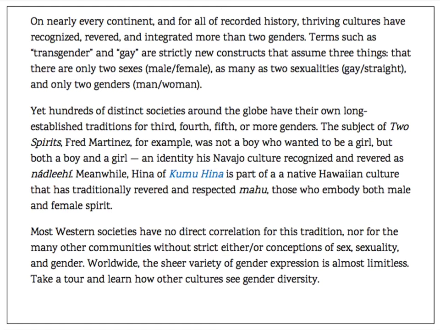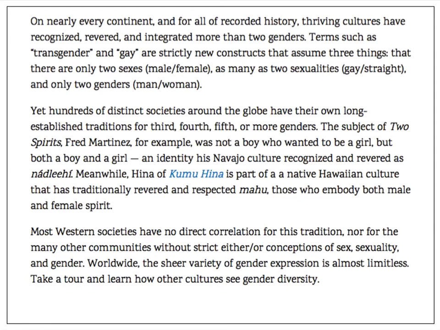The subject of Two Spirits, Fred Martinez, for example, from the Independent Lens, was not a boy who wanted to be a girl, but both a boy and a girl. Most Western societies have no direct correlation for this tradition, which can be confusing, especially for first-year anthropology students trying to understand sex and gender. But it is not difficult for many other communities that don't have these strict conceptions of sex and sexuality. Worldwide, the varieties of gender expression is almost limitless.